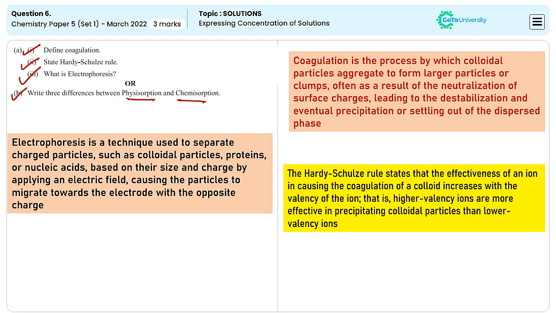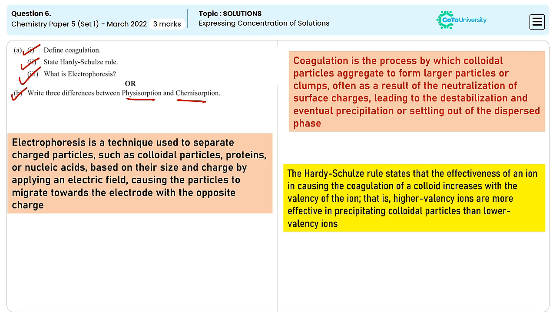Whereas in chemisorption, we can say it involves stronger chemical bonds such as covalent or ionic bonds. The chemical bonds are formed between the adsorbate and the adsorbent molecule. Heat of adsorption is generally high. This is more than 80 kilojoule per mole.